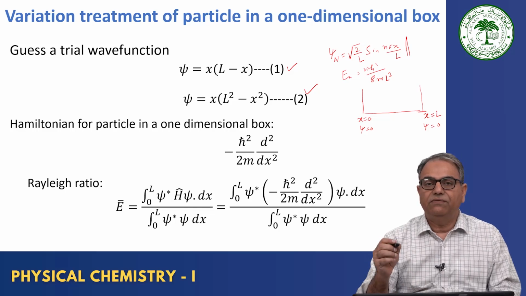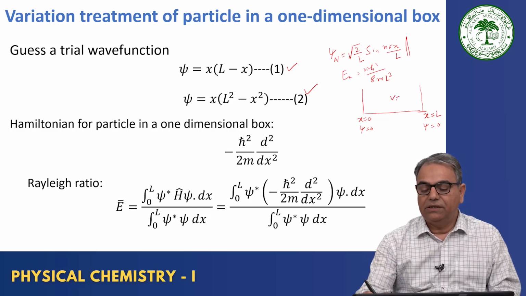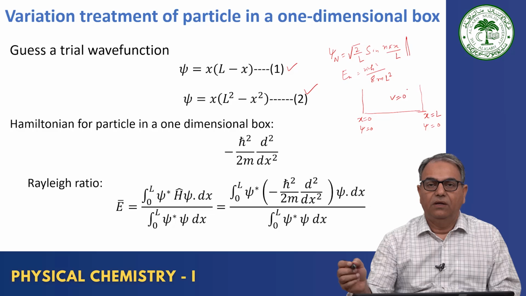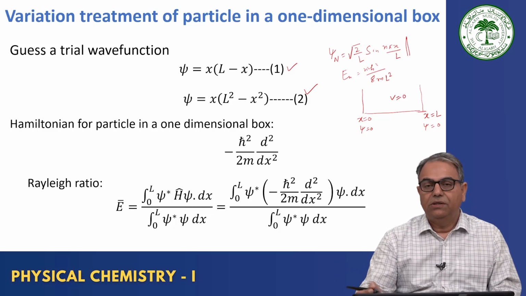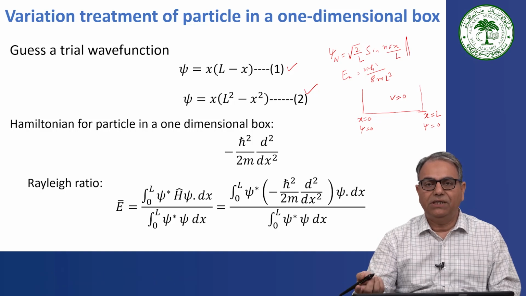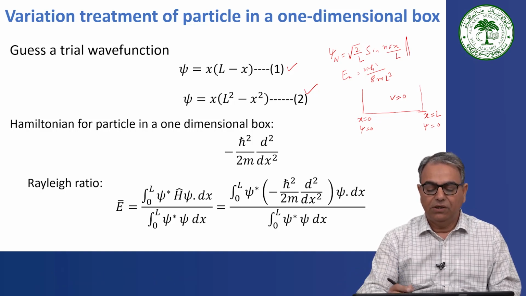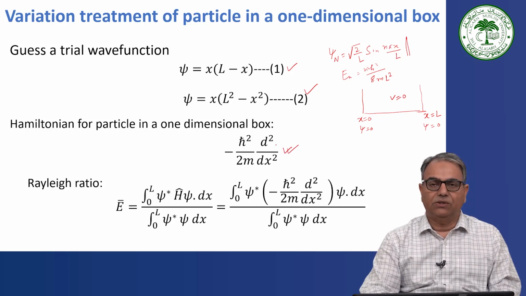For finding out the solution, we suppose that the potential energy within the box is equal to 0. So if the potential energy is equal to 0, then what is the Hamiltonian? The Hamiltonian is minus h cross square divided by 2m d square by dx square, because we have only one dimension here. It's a particle in a one-dimensional box.